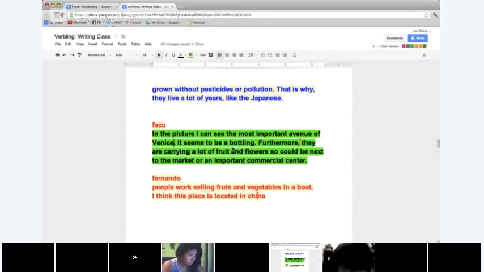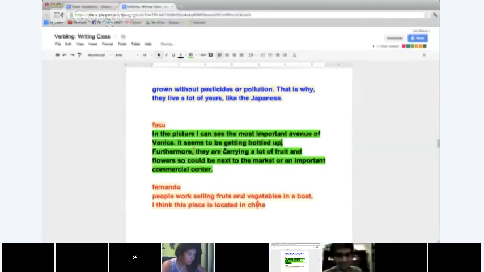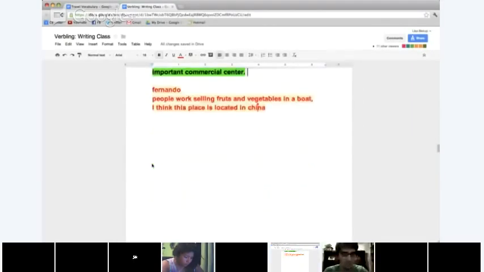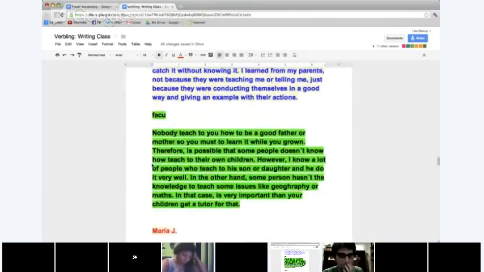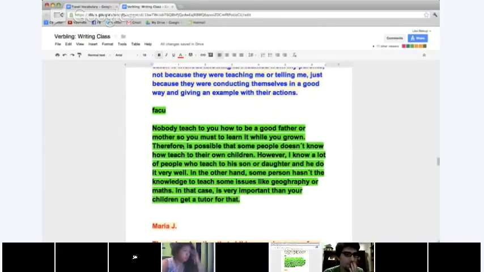Okay, we'll just pretend. In the picture, I can see the most important avenue of Venice. Okay, it seems to be, let's see, I would say getting bottled up. Furthermore, they are carrying a lot of fruit and flowers, so they could be next to the market or an important commercial center. Okay, good. Okay. All right, and you want to do number three as well?